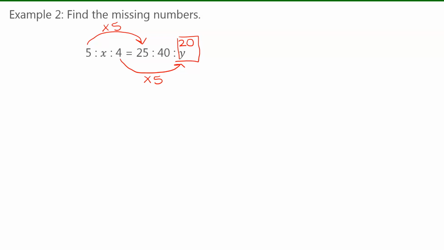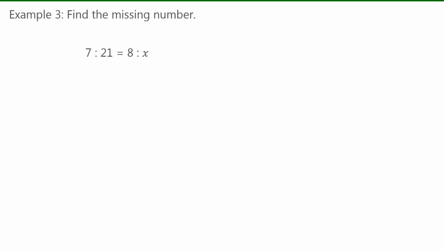That also means that x times 5 would give me 40. So I can say, well, what times 5 gives me 40? Or if I go the other way and go from right to left, I can say 40 divided by 5 gives me what? Well, I know 8 times 5 gives me 40. If I went the other way, 40 divided by 5 would give me 8. So in this case, x is 8 and y is 20.